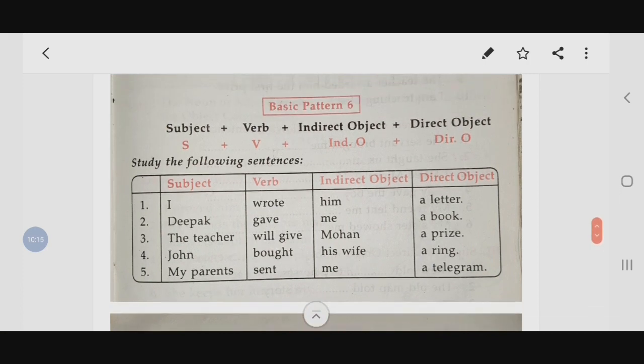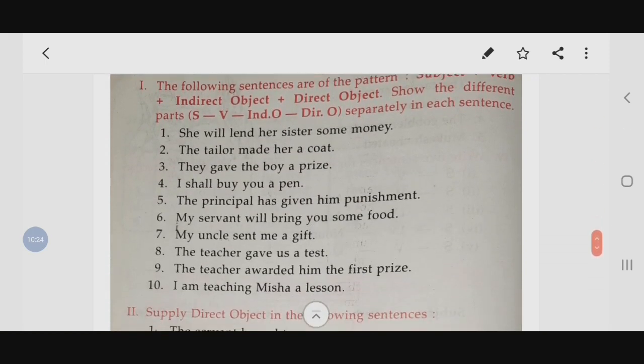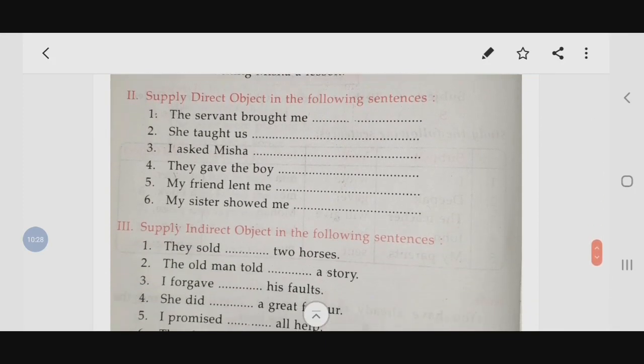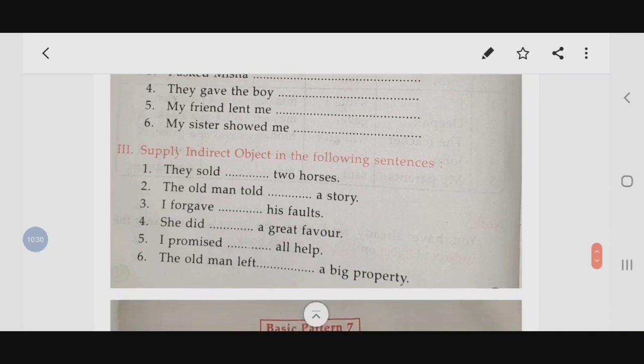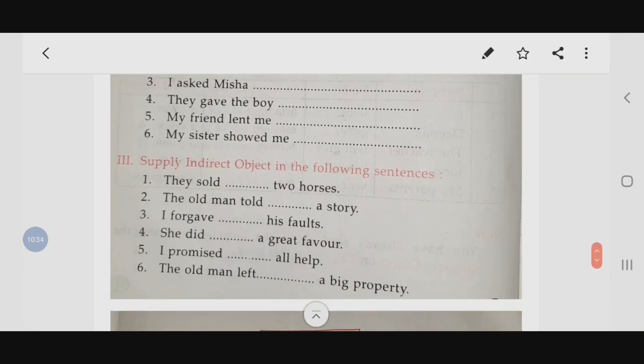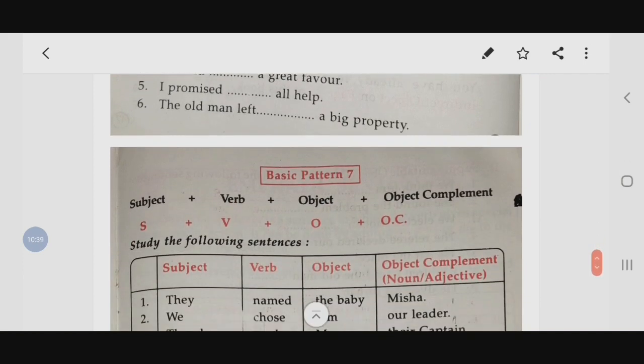This is the pattern number 6, subject verb object plus object, SVOO. This is the exercise for you. You have to do it. These are very easy questions. Try to do them. If you cannot, then you can comment in the comment box. Then in the next video I will give all the answers. Then basic pattern number 7.